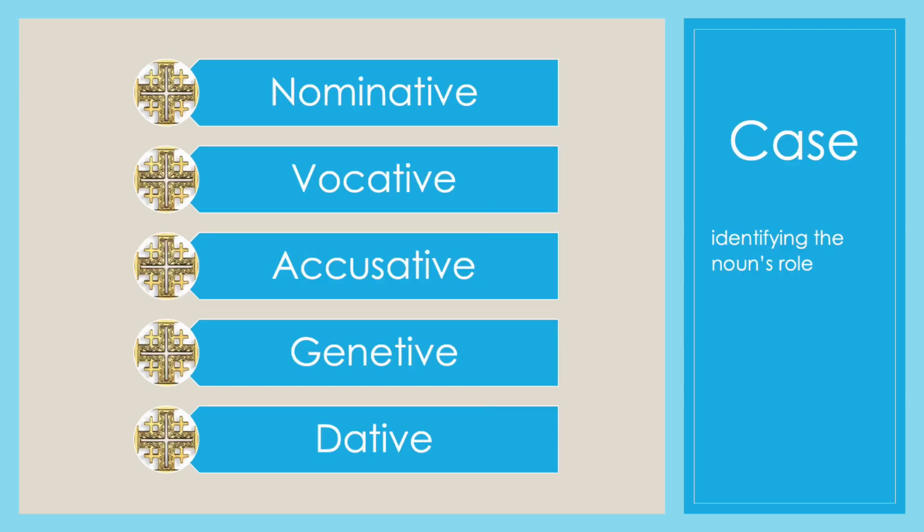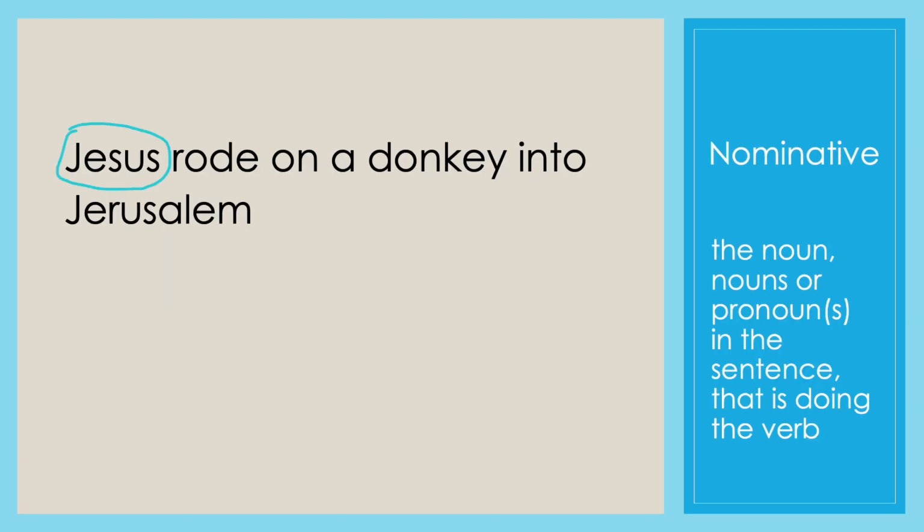With nouns, pronouns, participles, adjectives and adverbs, we will look at the case. The cases are nominative, vocative, accusative, genitive and dative. In Latin, you do also sometimes get the ablative, but that's not really so relevant in Greek. So if we have a little look at what those different terms mean, a nominative is the noun or pronoun in the sentence that is doing the verb. So it is the one that is acting upon that verb.